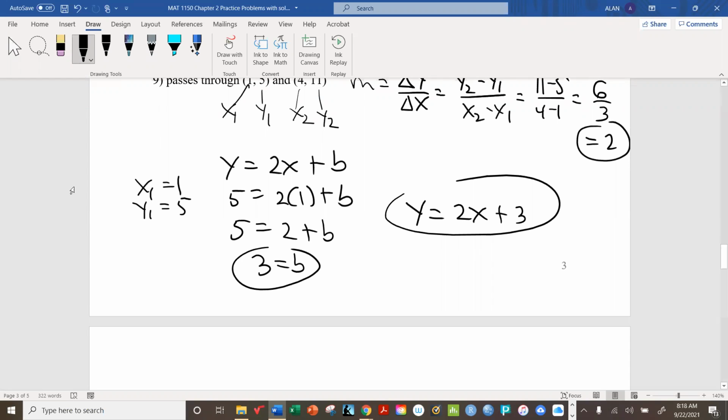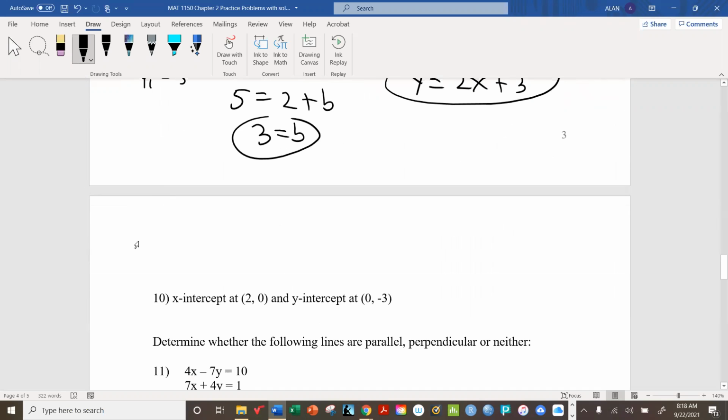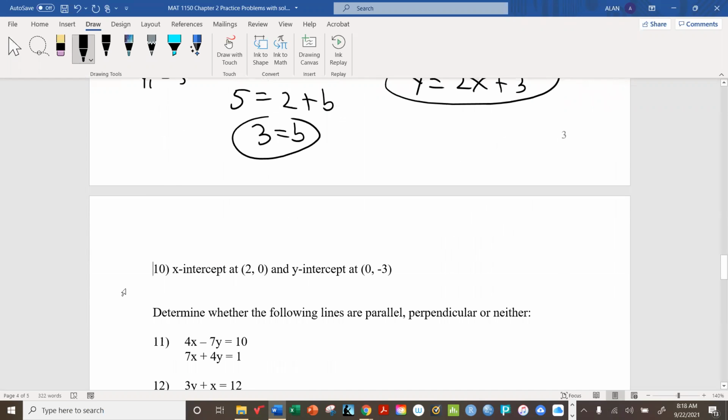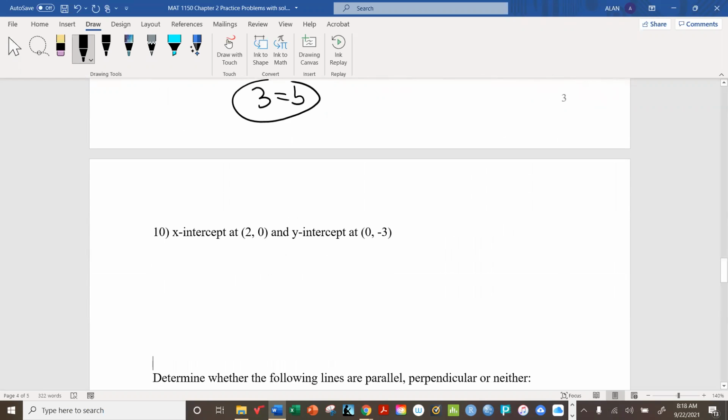Now, this next one is a little bit tricky, and even though it may appear to be different than what we've been doing, it really isn't. These are still just 2 points on the line. The fact that one is the x-intercept and the other is the y-intercept actually doesn't change anything. We can still use the same method, except there is one way in which this is actually helpful to us.